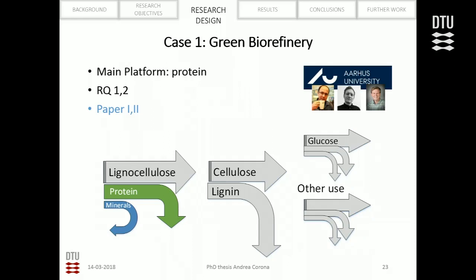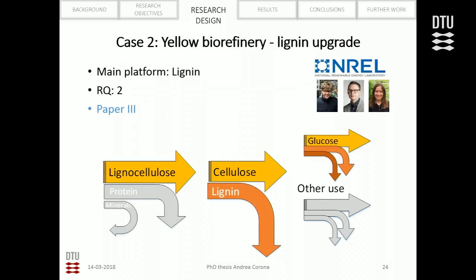So in the first case study, we are going to look at the upgrade of protein, which is the main platform of the Green Biorefinery. This work has been carried out in collaboration with Aarhus University. This case aimed to answer research questions number 1 and 2, and the outcome has been published in papers 1 and 2. In the second one, we move to the more classic yellow lignocellulosic biorefinery, and in this case, we look at technology for the lignin upgrade. This work has been done in collaboration with the National Renewable Energy Lab, and the case aimed to answer research question number 2. And the paper is number 3.